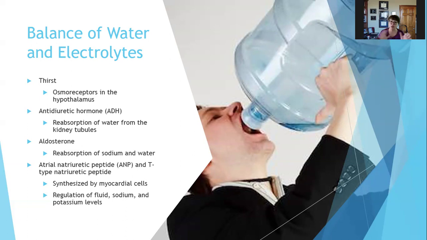And we will find, as we talk more about these different systems, that the heart and the kidneys work together a lot on regulating blood pressure, regulating fluid, regulating sodium and potassium levels. You can't live without either your heart or your kidneys. And they're very interdependent.